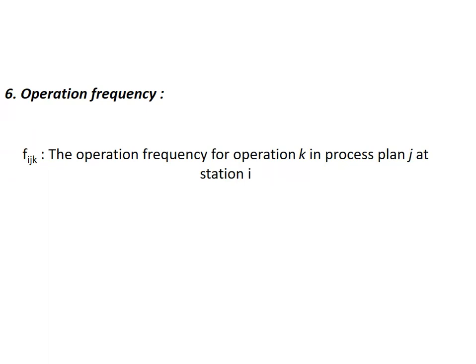In addition to this, we have operation frequency, the frequency of the K operation in process plan J at a particular workstation I, as we already discussed. Normally this operation frequency will be given in the example, so that we restrict ourselves to this frequency and analyze whatever system or cycle of operations is given to you.